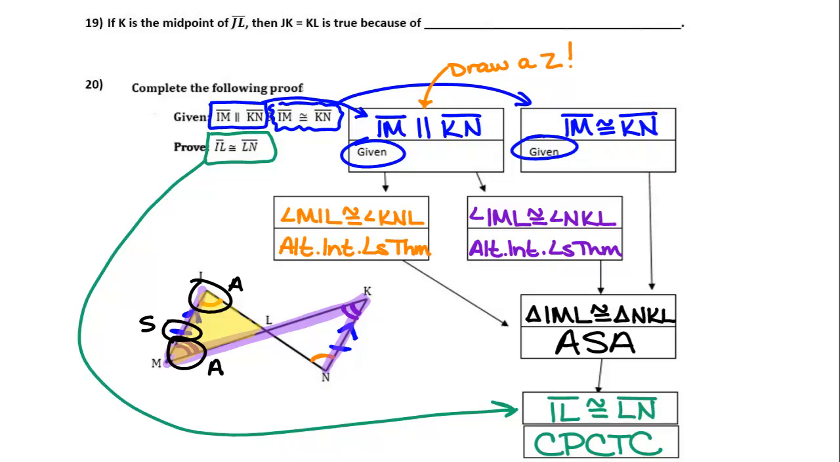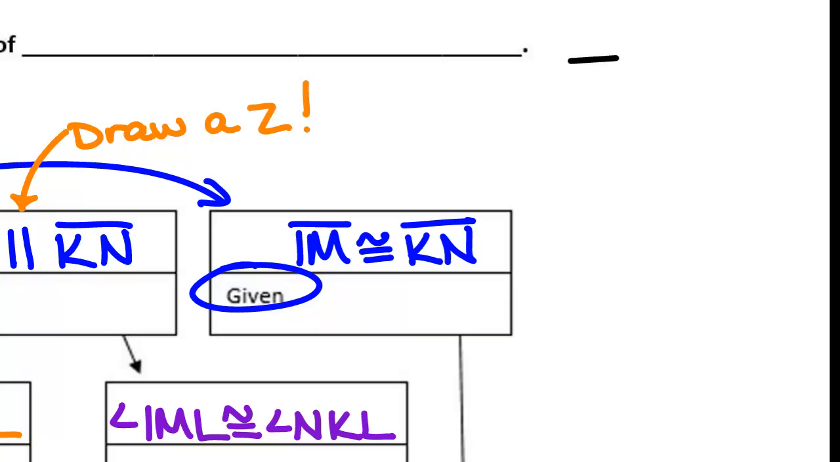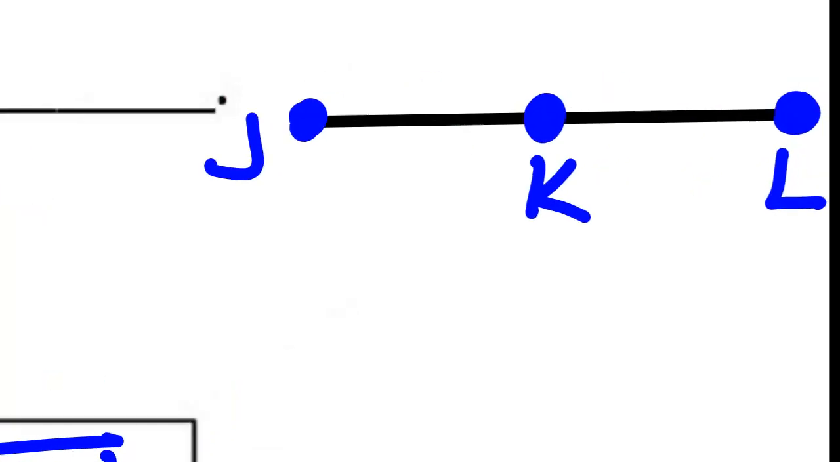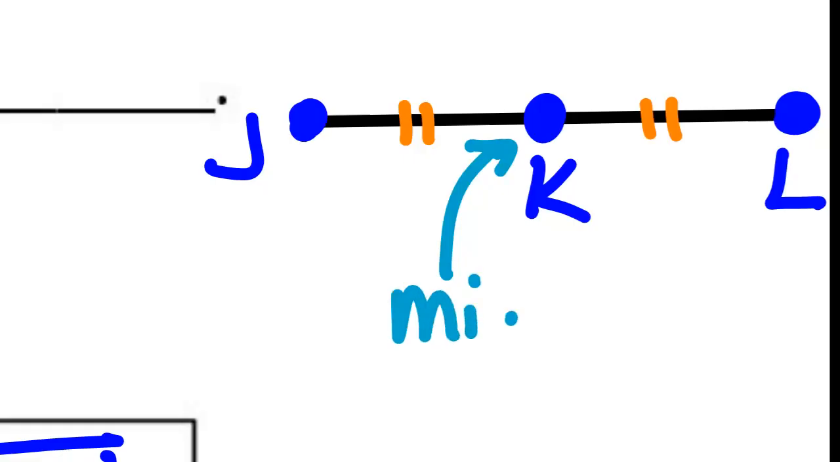If K is the midpoint of JL, let me sketch this out. K is the midpoint of JL, then JK and KL are congruent, or the measurement of JK equals the measurement of KL, is true because, what did we say K was again? Midpoint.